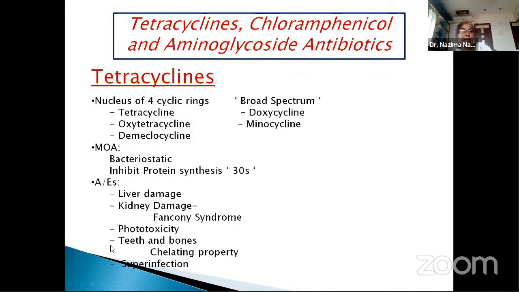Now, if taken in pregnancy, lactation, and children, the chelate of these tetracyclines will get deposited in the teeth. The teeth become yellow or orange in color, and these are ill-formed teeth which are easily susceptible to caries. Then on the bones, these chelates will get deposited and will inhibit the growth of the children. So again, in children, this side effect is there.